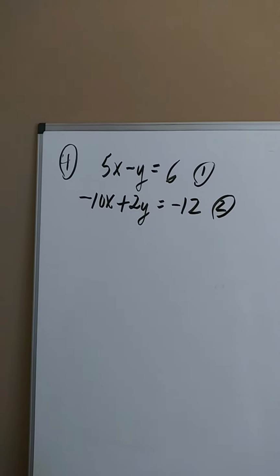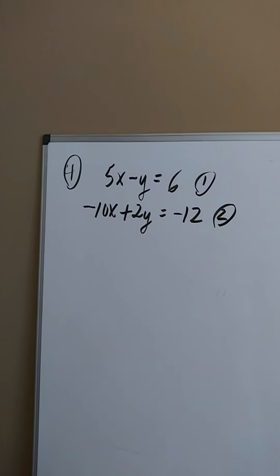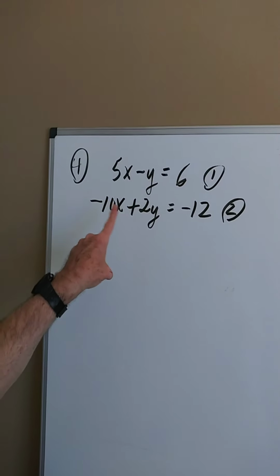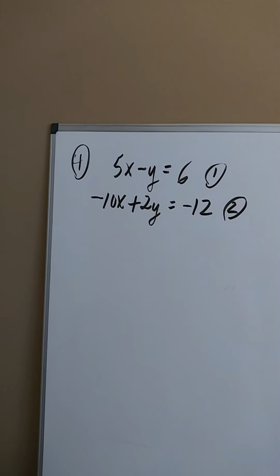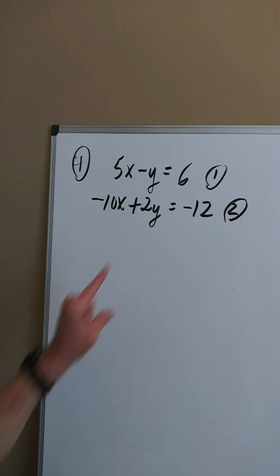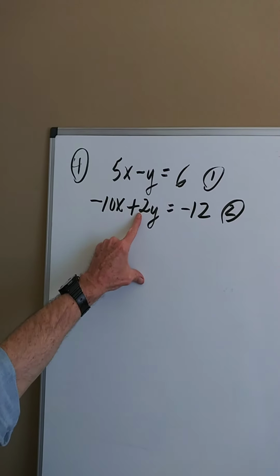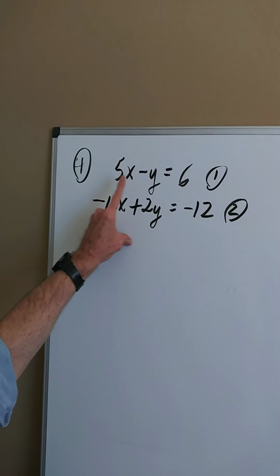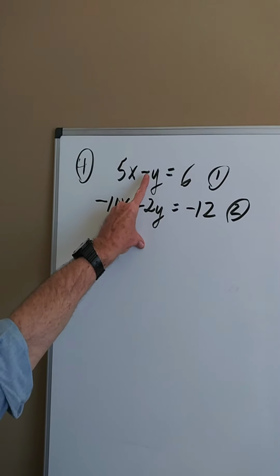We don't have any fractions to worry about. We don't have any decimals to worry about. Find a variable term that has a coefficient of either 1 or negative 1. That is the one that we want. No siree. Nada. Yes.